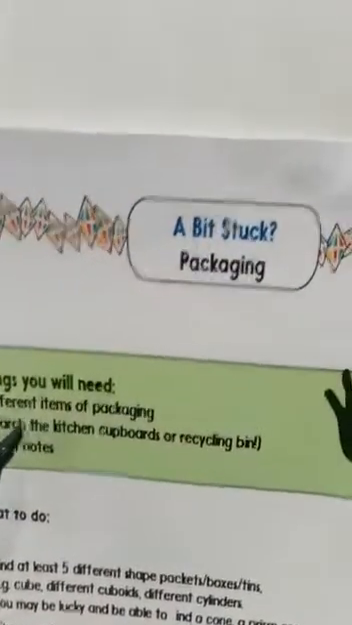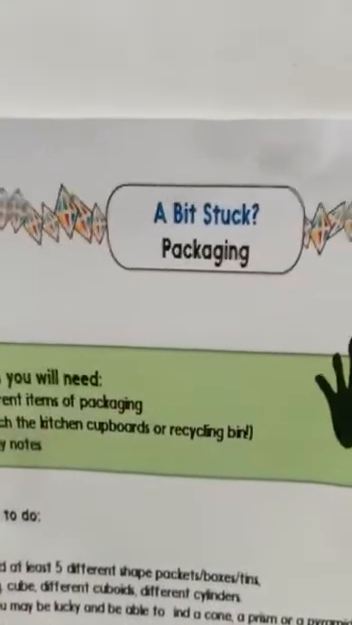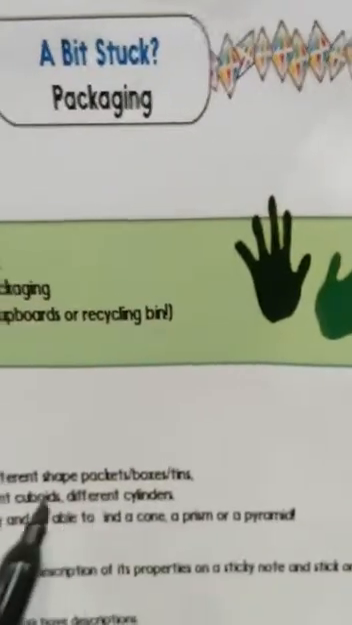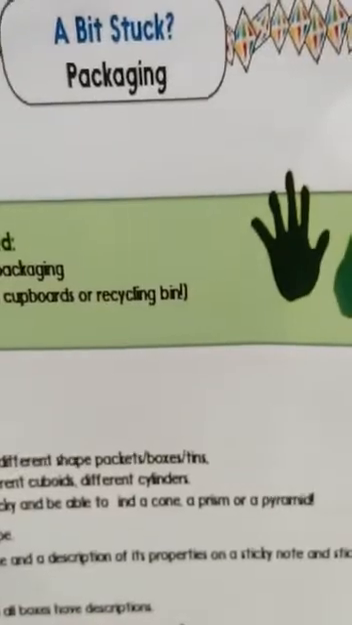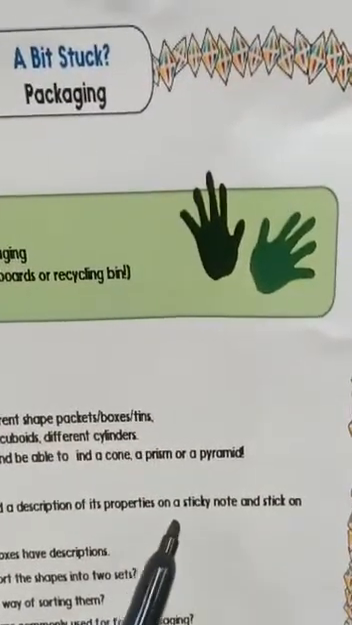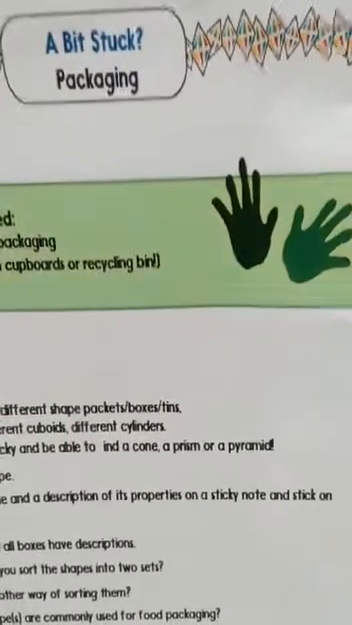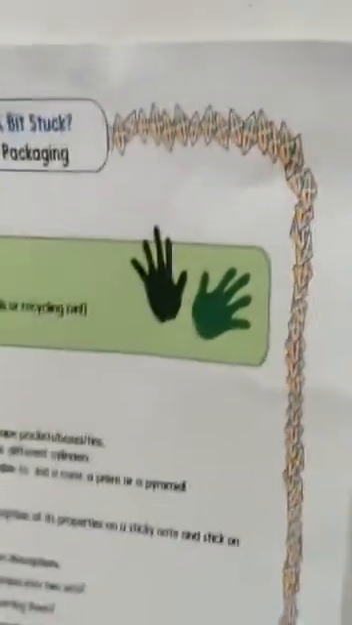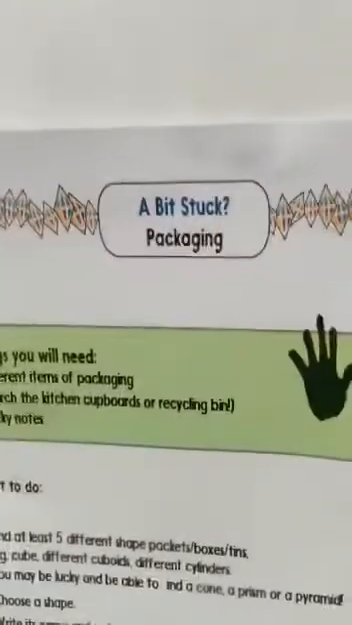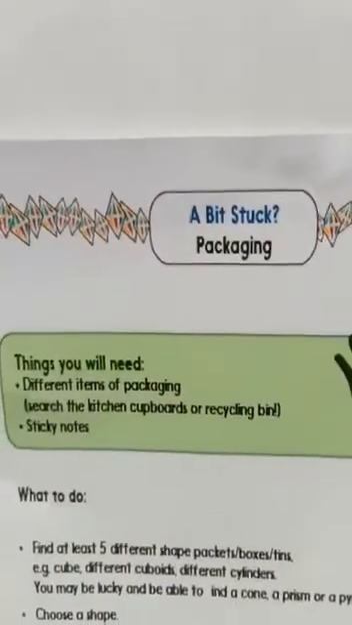Look at different items of packaging. So look around your kitchen cupboards and recycling bin, and find at least 5 different shape packets. Different cuboids, different cylinders. Choose a shape, write its name and a description of its properties on a sticky note and stick it on the box. Repeat until all the boxes have descriptions. So look at the different properties of each shape.